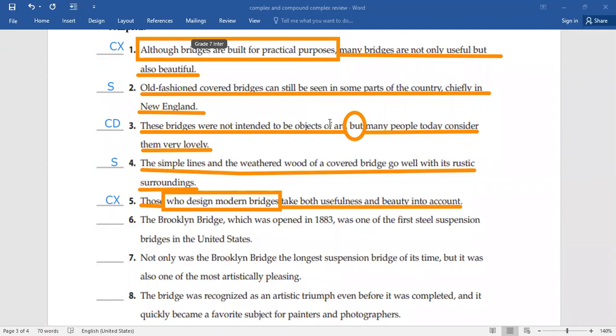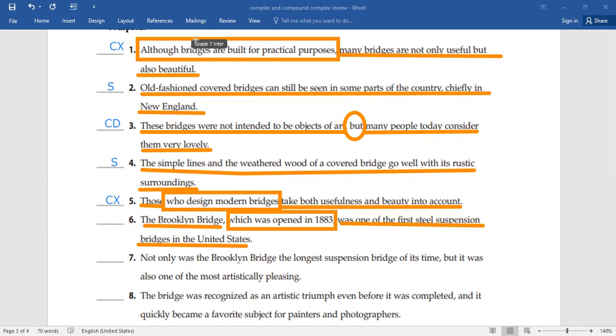Yes, here. Yes, where are they? Where's the subordinate clause? Good. Which was opened in 1883. This is my subordinate clause. It starts with which. Where's my independent clause, Adam? Where's the subject? The Brooklyn Bridge. What is the rest of the sentence? Was one of the first steel suspension bridges in the United States. Good. So here, Adam, we see that we have one independent clause and one subordinate clause.